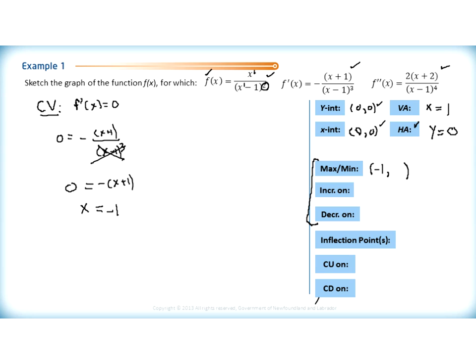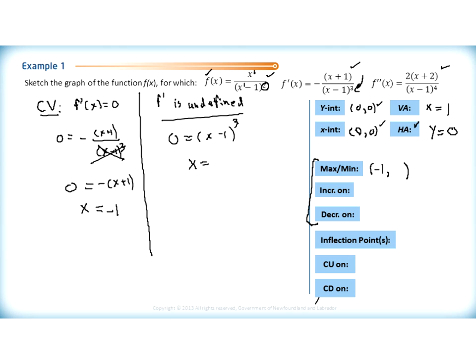But remember, now we're dealing with rational functions and not just polynomials. We also have to look at where the derivative f prime is undefined as well. So where is our derivative undefined? Well, the way that our derivative will be undefined, in this case, the only way I can see is if that denominator is going to be 0. So if 0 equals (x minus 1) cubed, then x would have to be equal to 1.